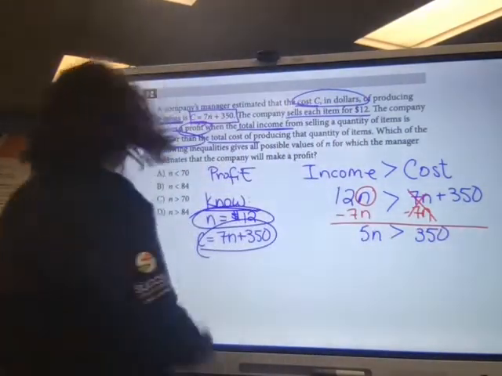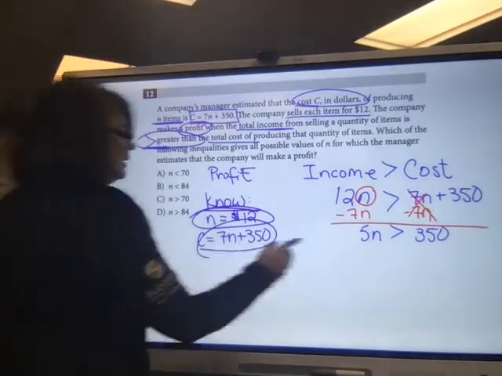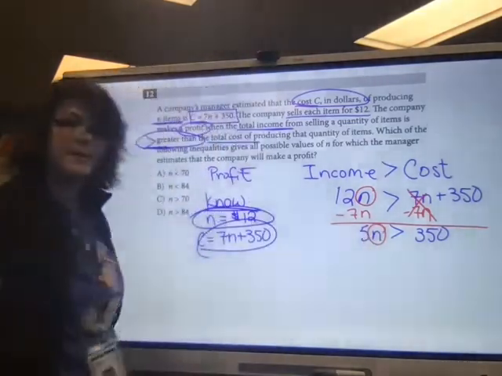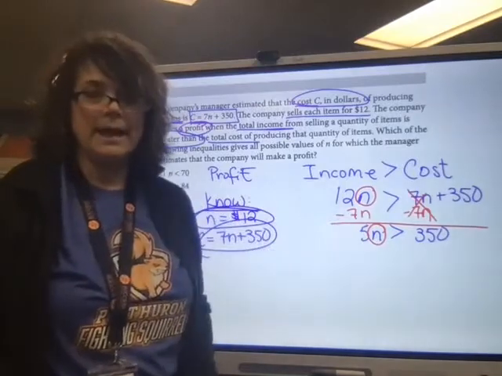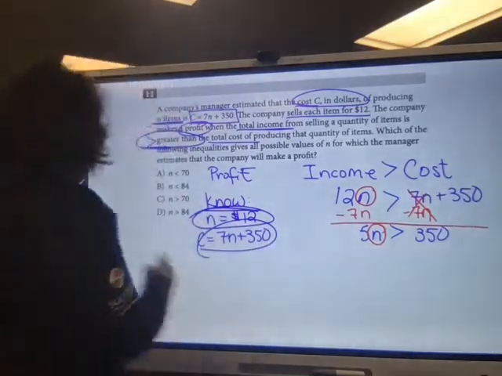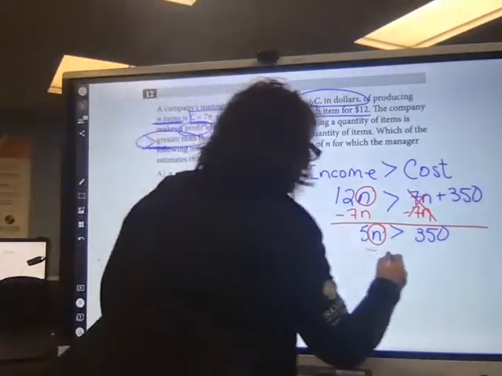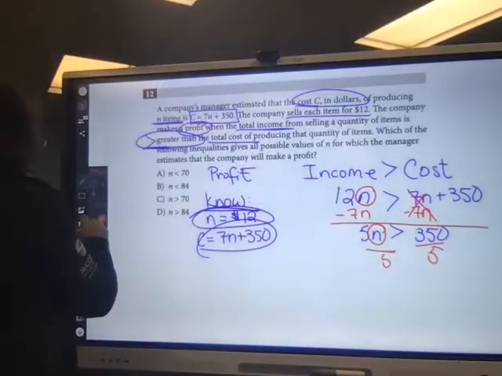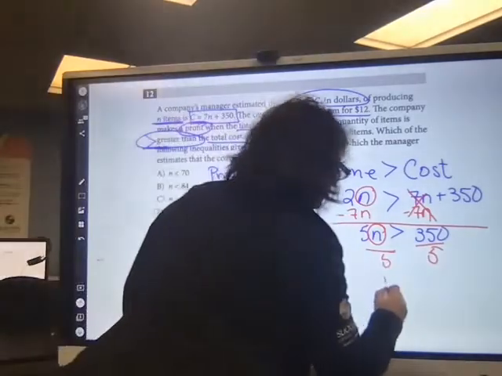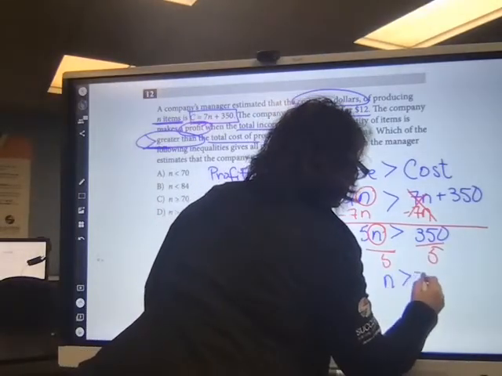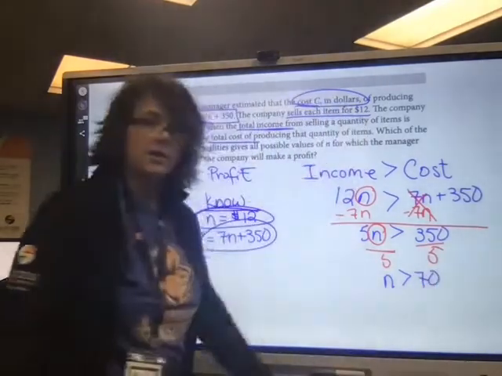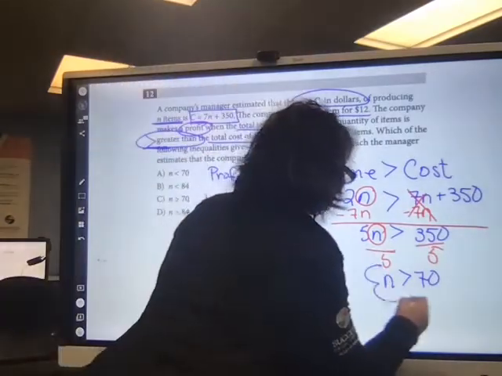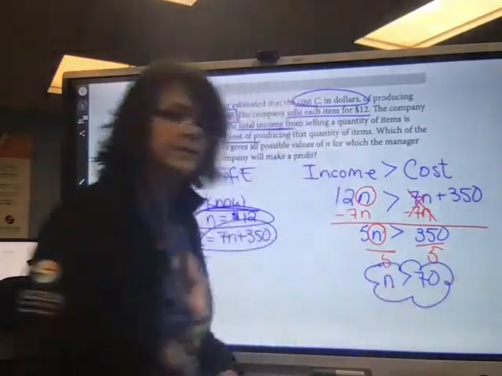So we're getting super close. Again, our goal is to get N by itself. 5 is being multiplied by N. The opposite of multiplication is division. So we're going to divide both sides by 5. And we see that we have arrived at the inequality of N has to be greater than 70. Okay, so we're almost there. This is the solution that we have discovered with our math calculations.